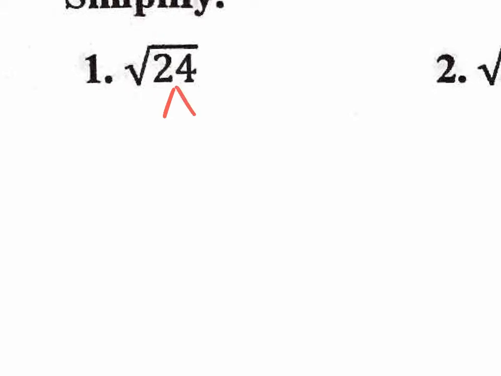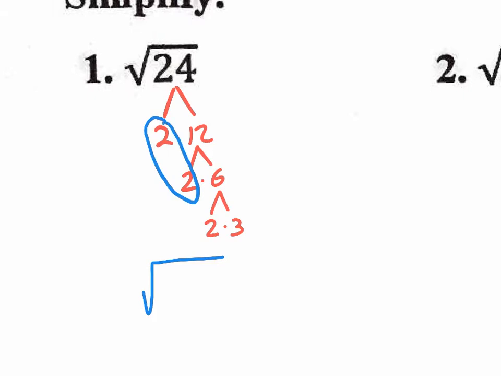So 24 breaks down to, you could say, 2 times 12. 12 breaks down to 2 times 6, and then 6 breaks down to 2 times 3. Okay, so keep in mind that everything that pairs up will be on the outside of the root. Anything that doesn't pair up is going to stay on the inside of the root. So I have 1, 2 right here, and another 2. That pairs up, that's one single 2 on the outside.